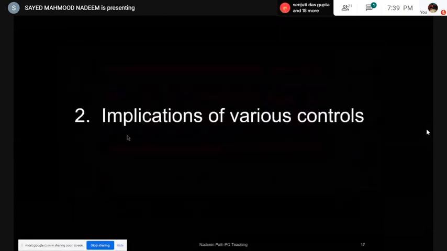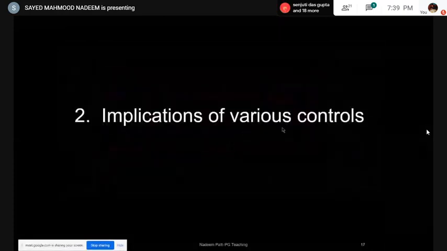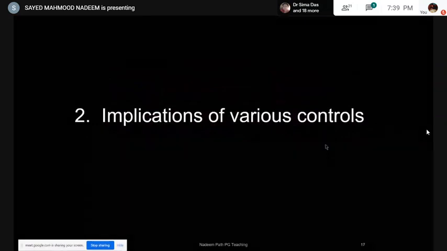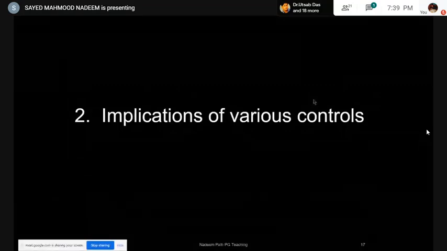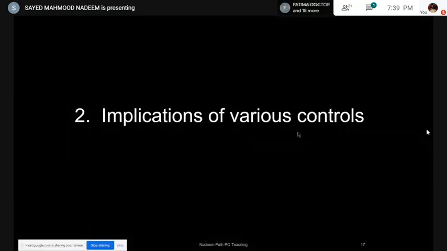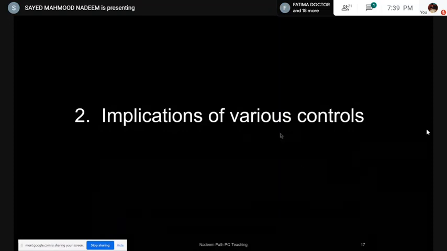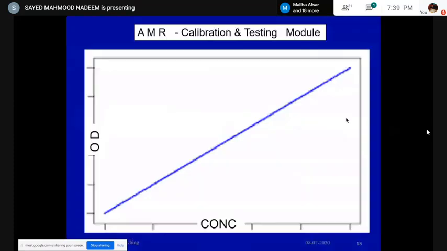The second thing is trying to understand the implications of various controls. We are using level 1, level 2 and level 3 controls. These are low, normal and high controls. We should know the implication of these controls vis-a-vis the testing which we are doing.